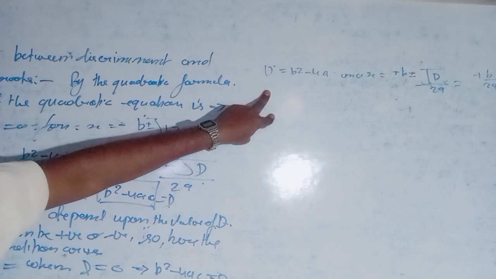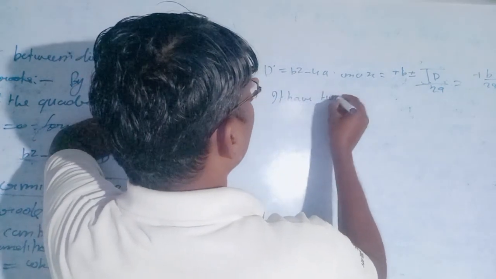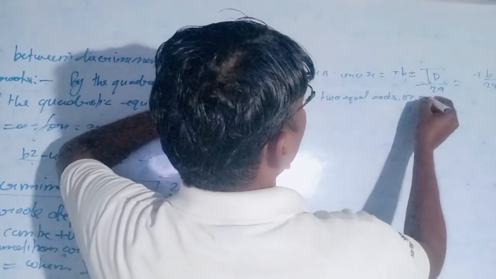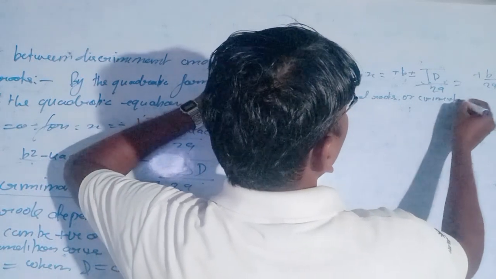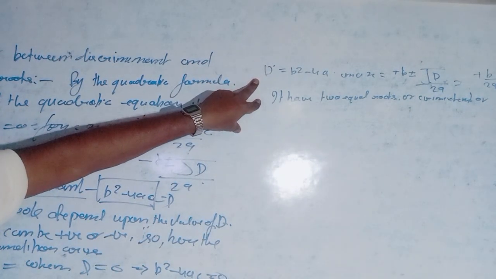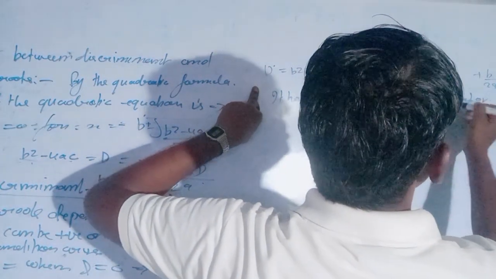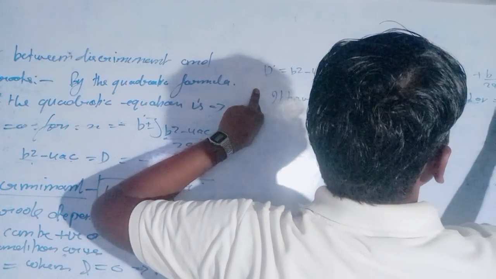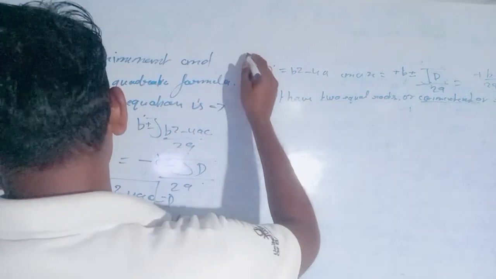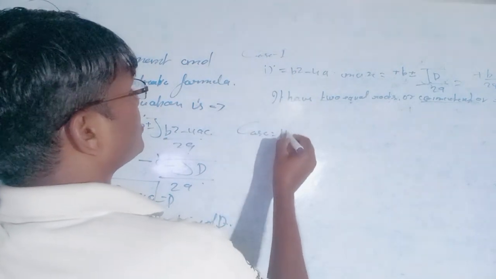They are the repeated or coincident roots, meaning it has two equal roots. There are three names here: coincident, equal roots, and repeated roots. So three conditions are involved.